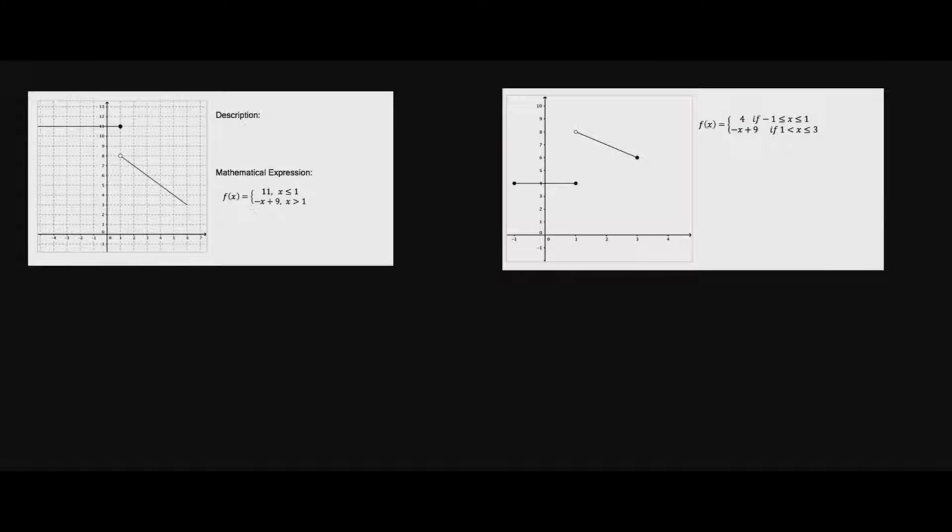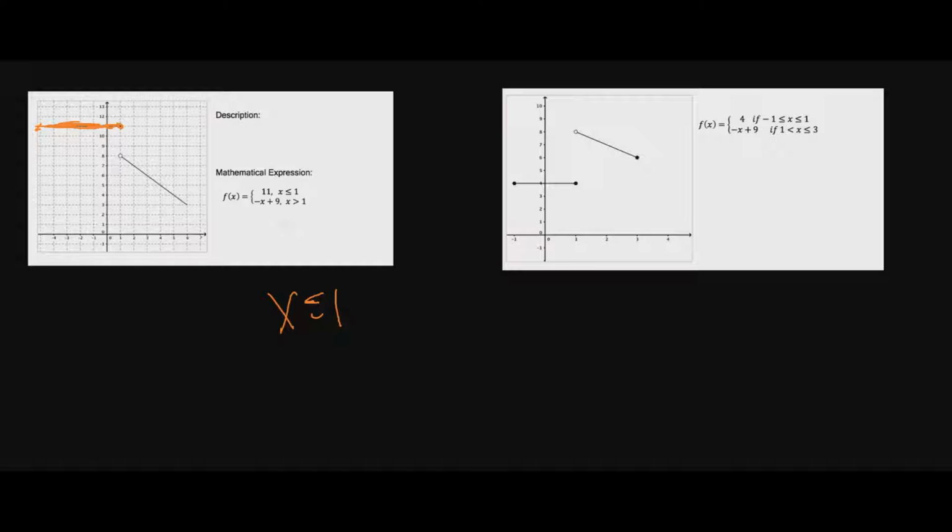All right, let's take a look at this function here. Now, I always like to read the inequality first before I begin to go over here, because these represent the y value. So this says x is less than or equal to 1. So when x is less than or equal to 1, that's saying that our y value will be 11. So you notice over here it's filled in, and anything less than 1, the y value should stay 11, which is exactly what we have over here.